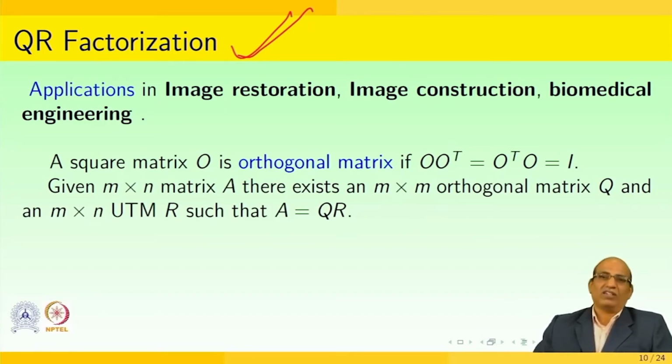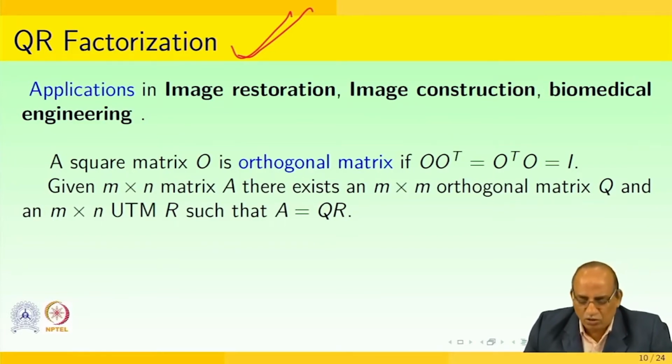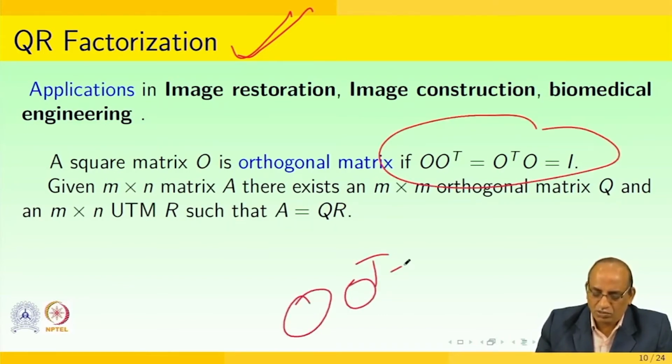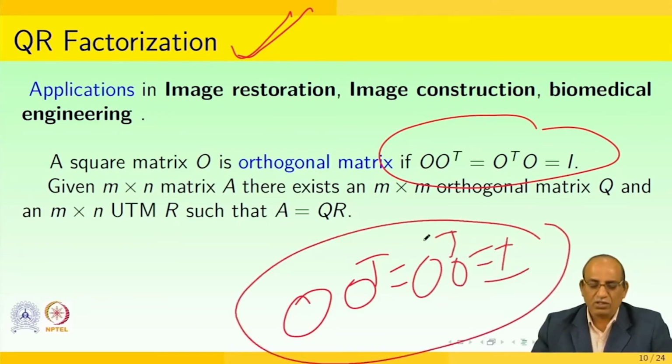by using the QR factorization. So we will define it in the following way: a square matrix O is an orthogonal matrix if and only if this equality holds. That means O times O transpose is equal to O transpose times O, which is equal to the identity matrix, which we call an orthogonal matrix.